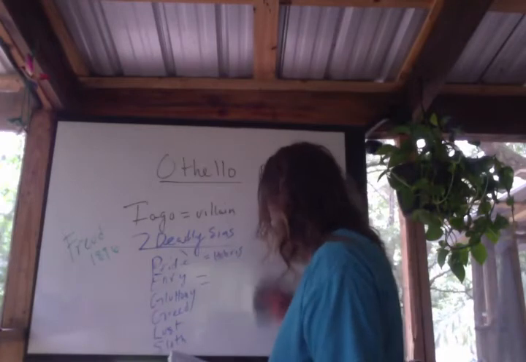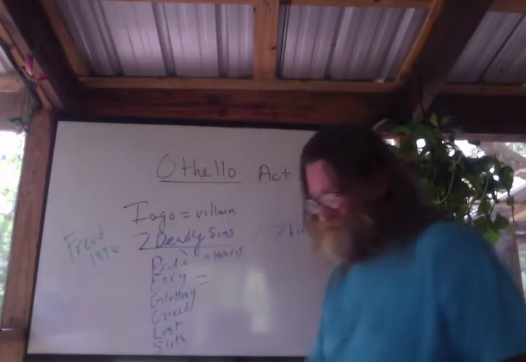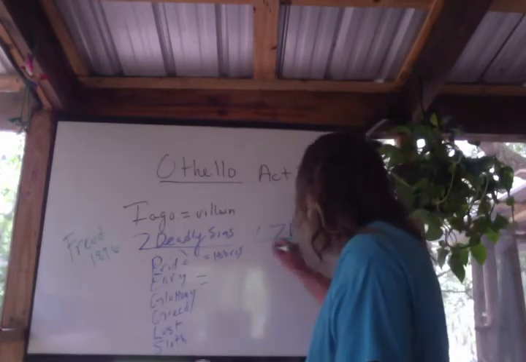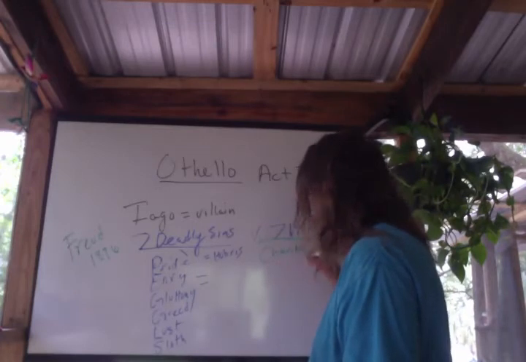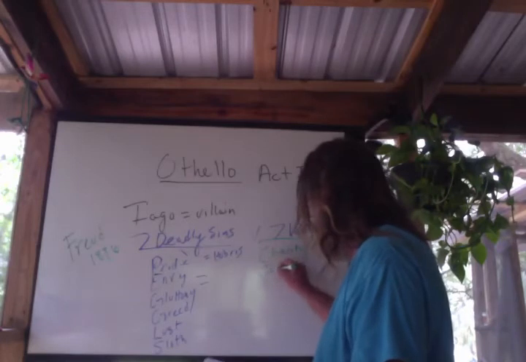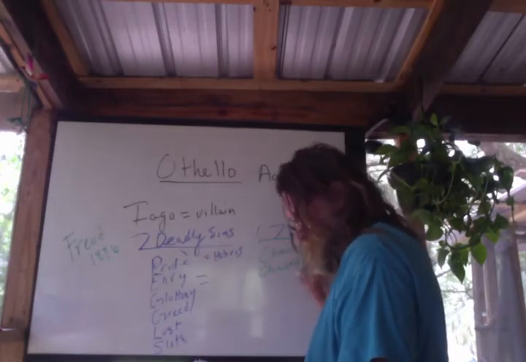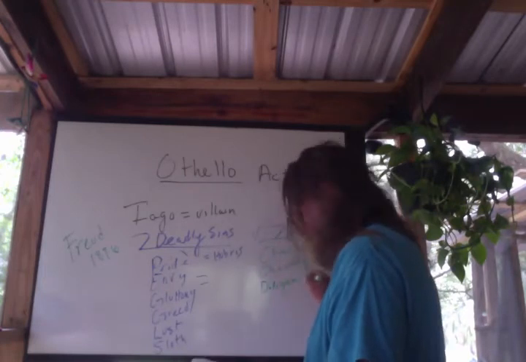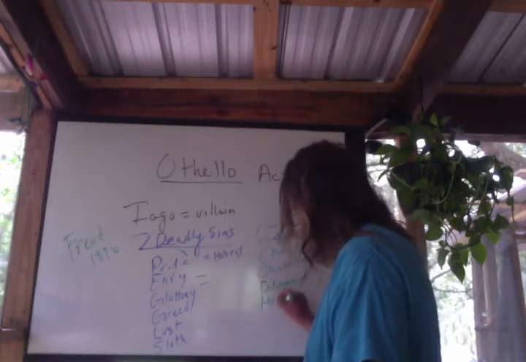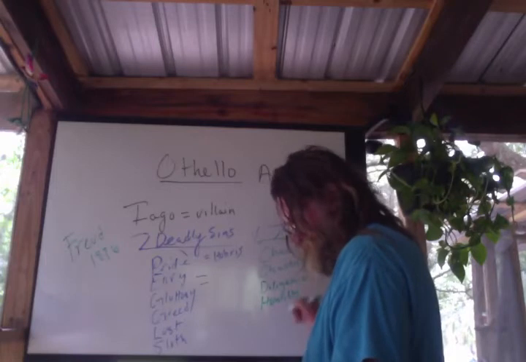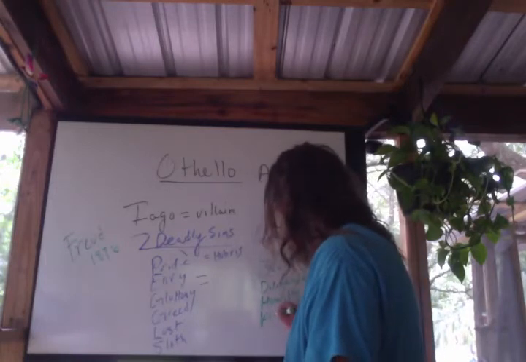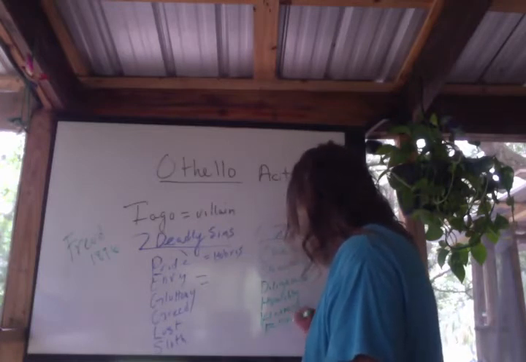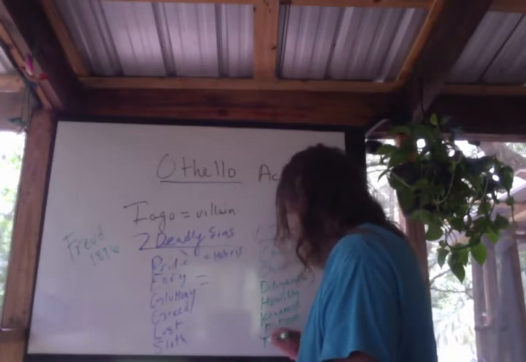This is opposed to the 7 virtues, which have to do with charity, chastity, diligence, humility, kindness, patience, and temperance.